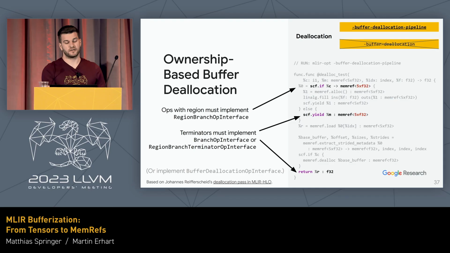The ownership-based buffer deallocation pass has a default implementation, which considers the common interfaces in MLIR. So if you have an op that has a region and implements the region branch op interface, that's just supported by default. Also for terminators that implement the branch op interface or the region branch terminator op interface. But we also have an op interface called buffer deallocation op interface that you can implement for your custom operations if you cannot implement those default interfaces like region branch op interface. Or you can also use it to refine what the deallocation pass does to generate a more efficient IR.